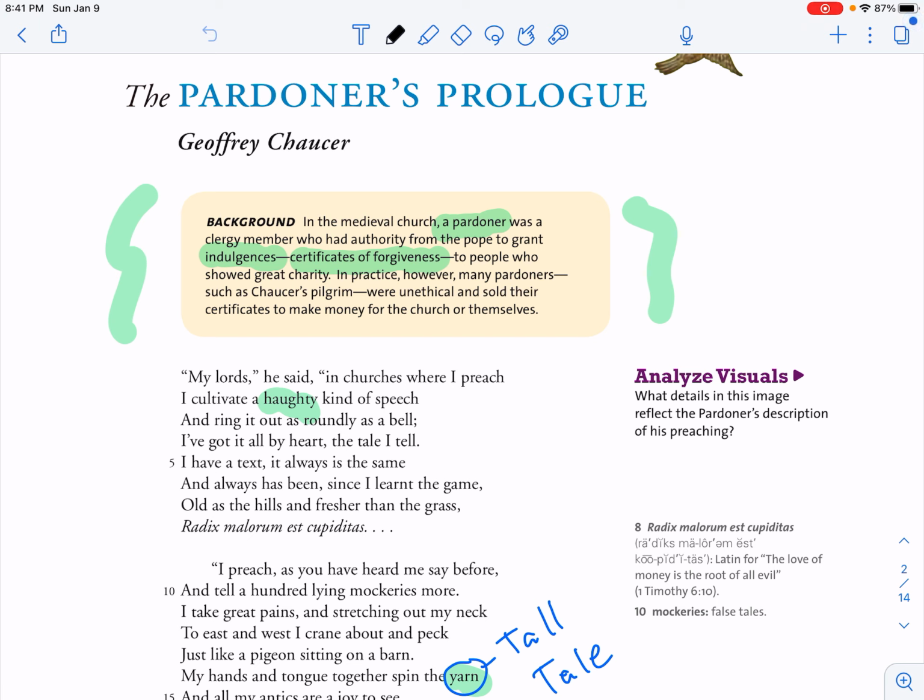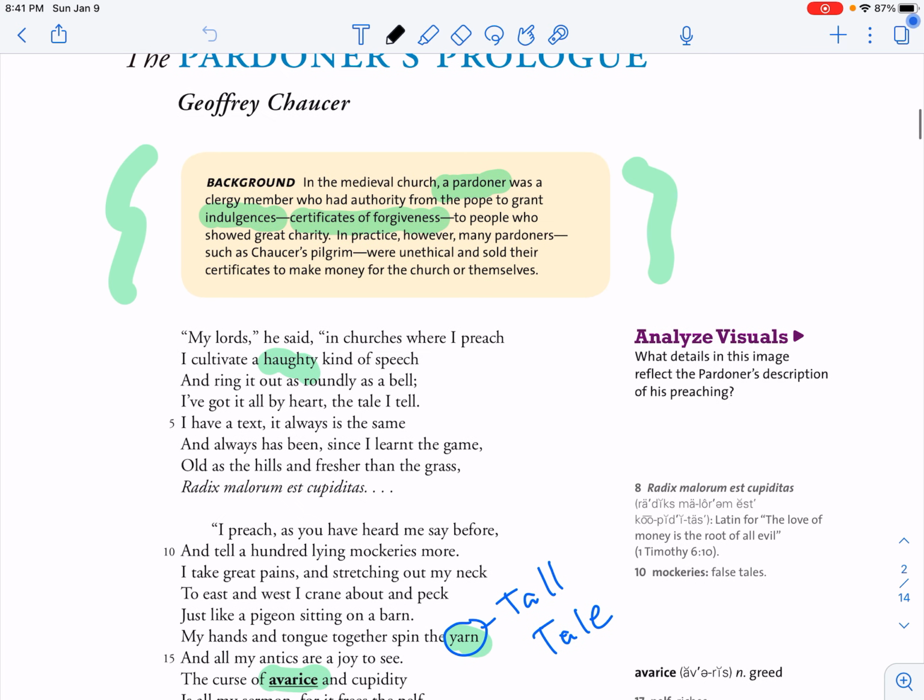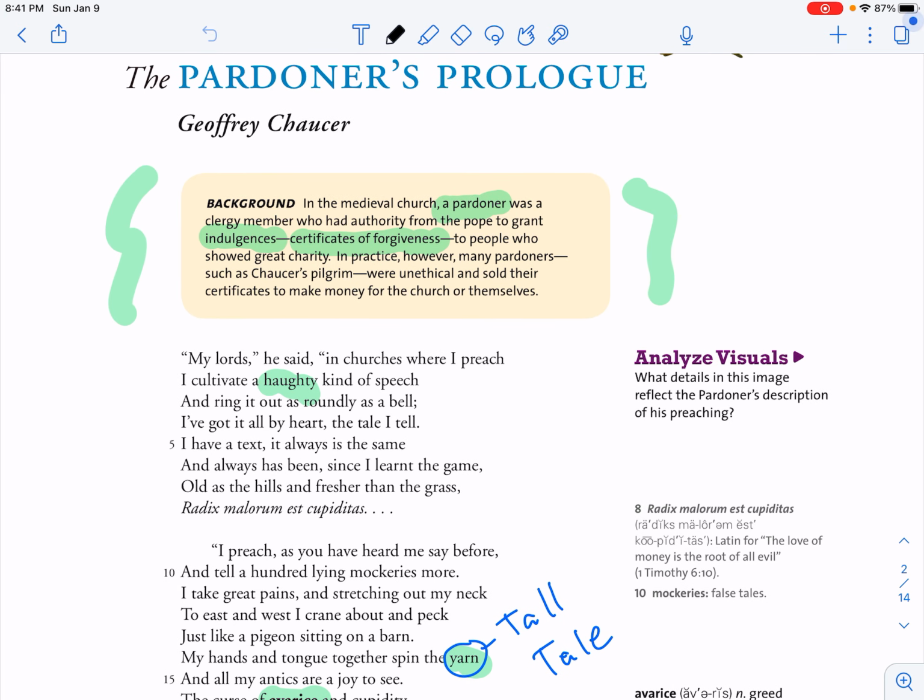So I'm just going to go over the tale itself. I'm sure if you're doing the Canterbury Tales, you'd know the basic setup. And I can always do a video on the Canterbury Tales itself. But a pardoner was supposed to forgive sins if you gave money. And some of these pardoners were crooks, and they would take the money, and they didn't care if your sins were forgiven or not. They just took the money. They did it for money.